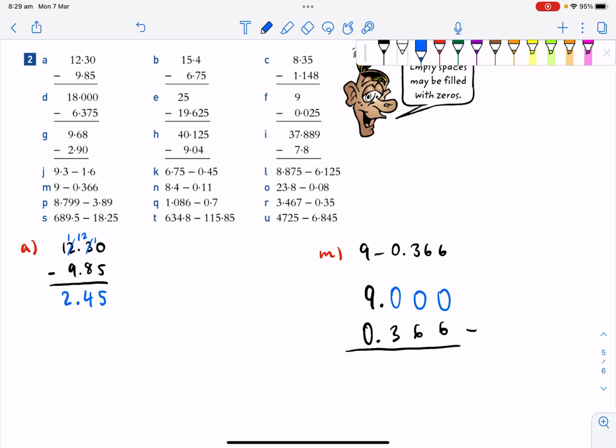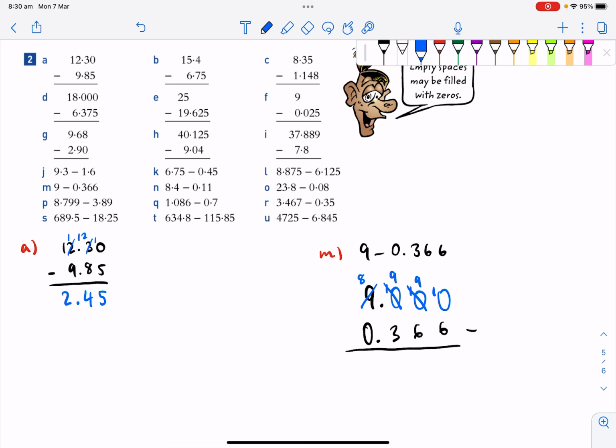Now, 0 take away 6, we can't do. And I can't even borrow from the next one. We have to borrow all the way from here. But watch how we borrow. We're going to turn that into an 8. This becomes a 10. But because this needs a digit, I'm going to turn that into a 9. Turn this into a 10. But this one needs a digit. So we're going to turn that into a 9 and borrow that until we stop. So we end up with 10 take away 6 here.